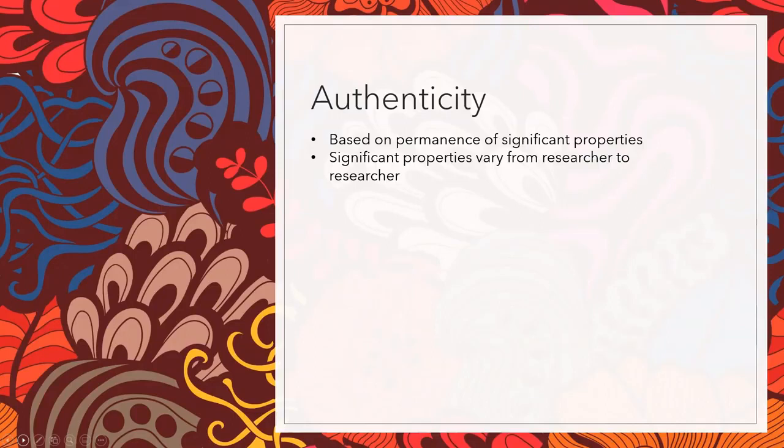So exactly what characteristics need to be preserved in order for a record to be considered authentic is something that the archival community has shed a lot of blood and ink deciding. I don't know that there's really still a great answer to this question other than ask the researchers and find out what they need. But there is a connection between the permanence of significant properties and authenticity, whatever those significant properties are.